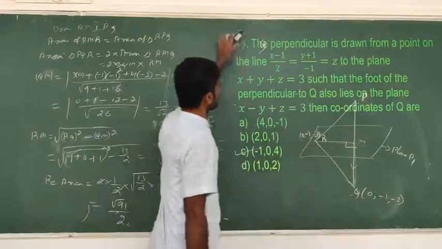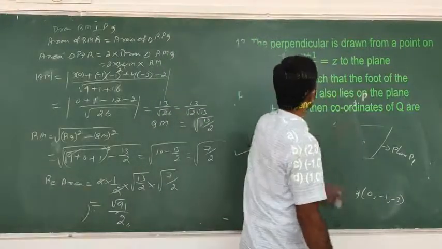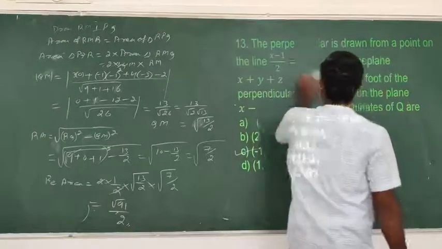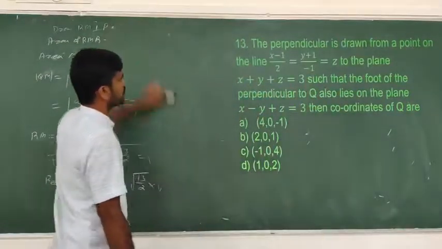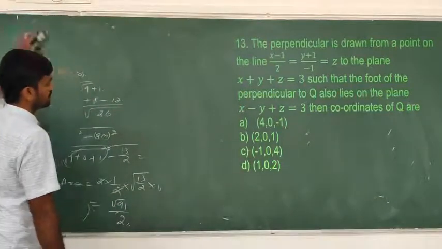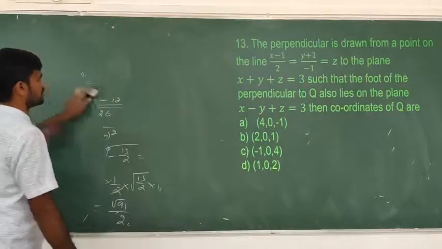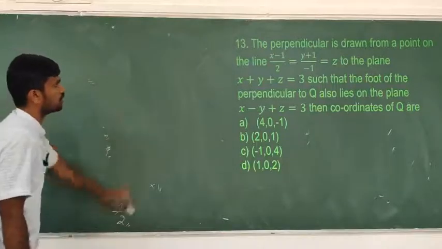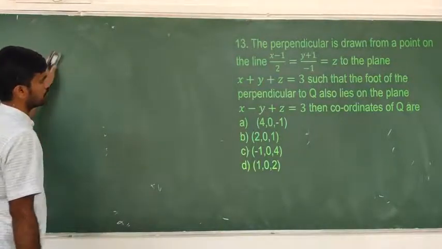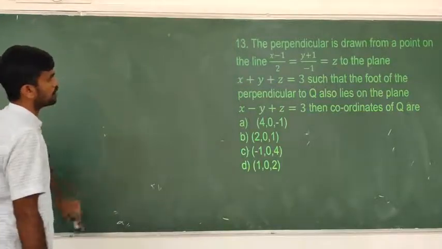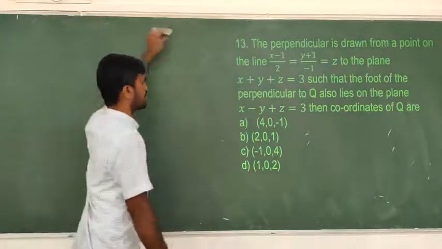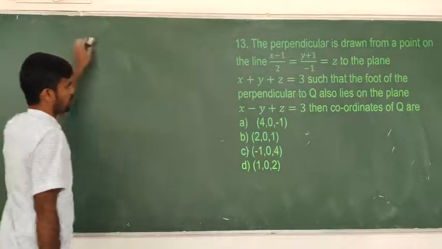Okay, next one. The perpendicular is drawn from a point on the line (x minus 1) by 2 equal to (y plus 1) by minus 1 equal to z by 1, to the plane x plus y plus z is equal to 3, such that the foot of the perpendicular to Q also lie on the plane x minus y plus z is equal to 3.